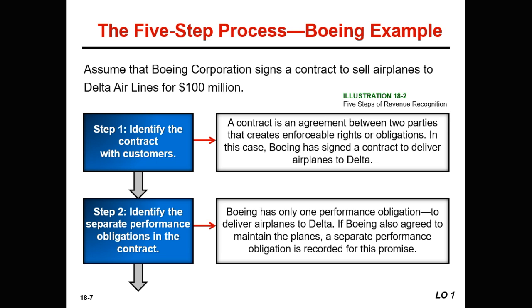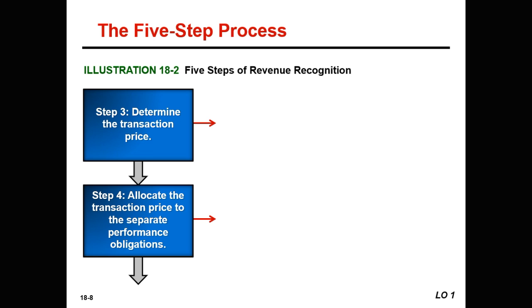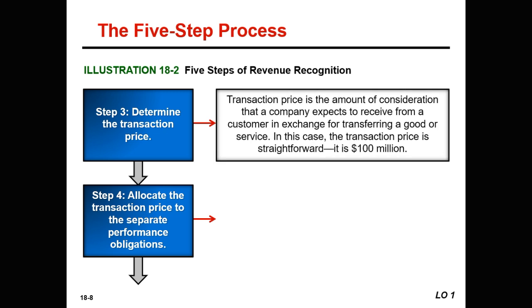Let's look at step 3. Step 3 is determining the transaction price. So the transaction price is the amount of consideration that a company expects to receive from the customer for the exchange or the transfer of the good or the service. In this case, the transaction price is very straightforward. It is $100 million.